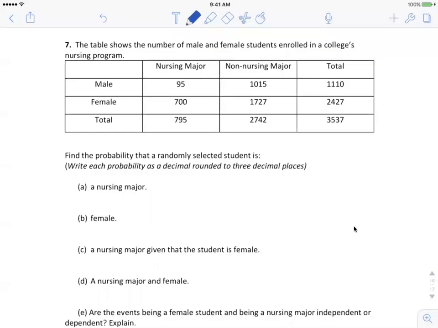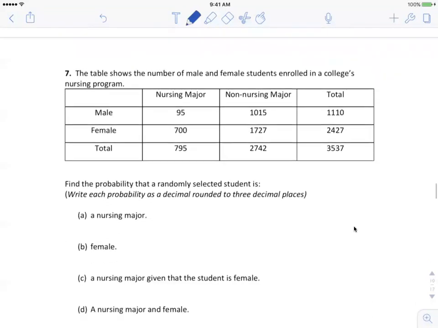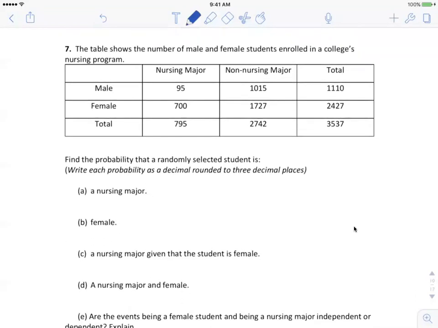Okay, let's do a little bit more from section 3.2, just another example here. This is page, where are we at? Page 10, right? Oh yeah, page 10 of the chapter 3 notes. Another one of these two-way tables. We have two categories, major, nursing or non-nursing, and sex, male or female. Okay, so here we go.